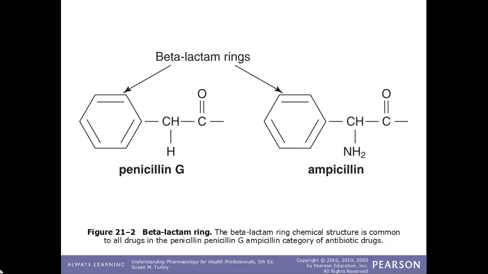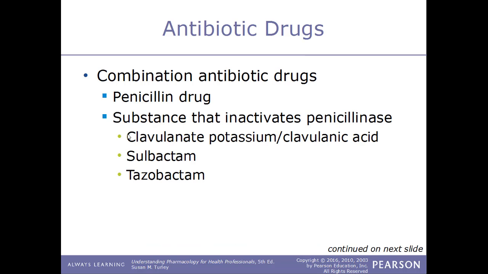In this image, you'll see the chemical structures of common types of antibiotics, and you'll see here the beta-lactam ring, which is a very common structure found in all penicillin category drugs. Another form in which antibiotic drugs are given is in combination drugs. Here you'll find a penicillin drug and also a substance that will inactivate penicillinase. Some examples include clavulanate potassium or clavulanic acid, sulbactam, and tazobactam.